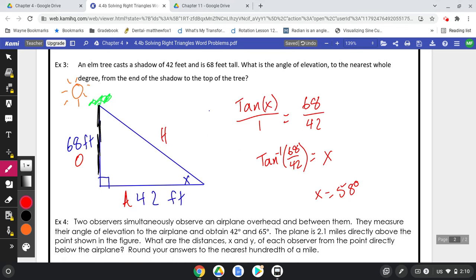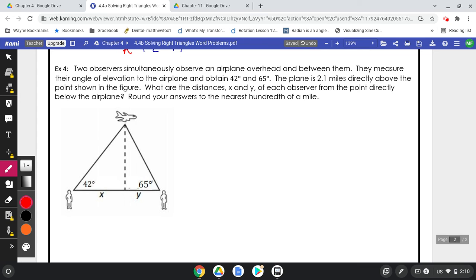All right. Our final question already has a picture drawn for us, but we need to solve it. So it says 2 observers simultaneously observe an airplane overhead and between them. They measure the angle of elevation to the airplane and obtain 42 degrees and 65 degrees. The plane is 2.1 miles directly above the point shown in the figure. So right here, this is 2.1 miles. That's how far it is above the ground. We want to know what X and Y are.